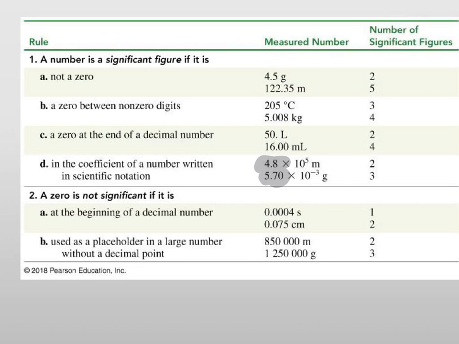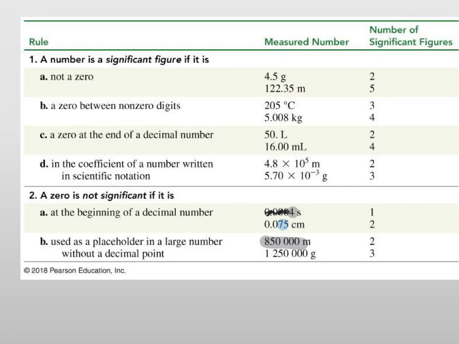2. A 0 is not significant if it is at the beginning of a decimal number. So as you can see here, I mentioned it a little earlier, but 0.0004 seconds has one significant figure. The 4 zeros in front of it are not significant, but the 4 is. The next one there, 0.075, has two significant figures, the 7 and the 5. The two zeros to the left are not significant. And then 2b, a 0 is not significant if it is used as a placeholder in a large number without a decimal place. So for example, 850,000 meters, since that one does not have a decimal point, it only has 2 significant figures.